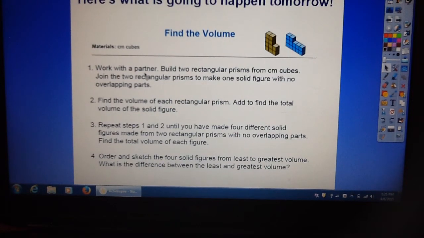Thank you, and your password is length times width times height, because that is equal to volume. See you tomorrow.